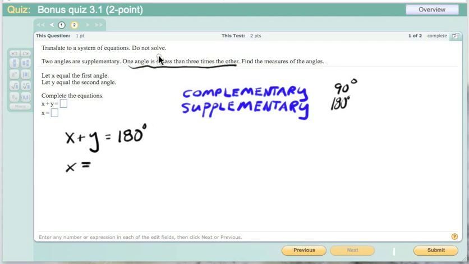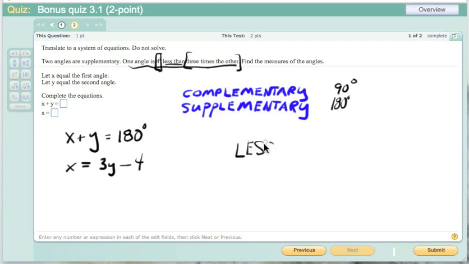One angle is 4 degrees less than, and less than means subtraction. 4 degrees less than 3 times the other. Remember, less than means you reverse the subtraction. So this is going to come first. 3 times the other minus 4. 3 times the other, which is y, minus 4. That's it. And the key here was this phrase less than.